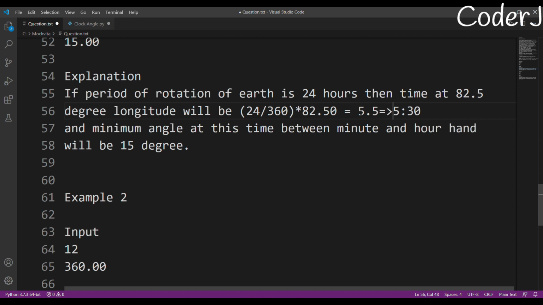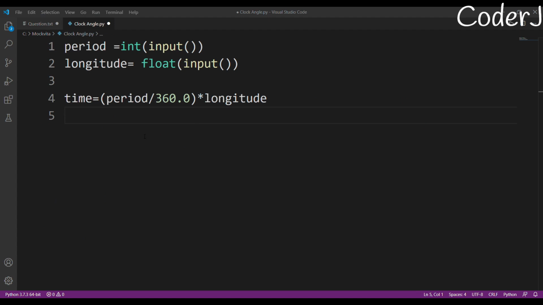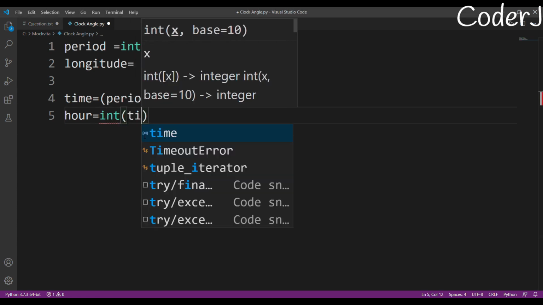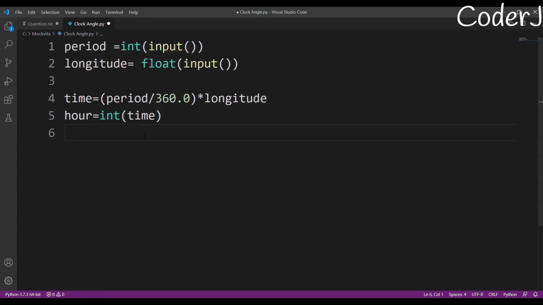Now I need to convert this value of 5.5 to 5:30, right? So what do I need to do? I need to basically just calculate my hour and minute. How do I calculate my hour? I'll just typecast this into int, and it will lose all of its float value, and I'll just get my hour. So if the time was 5.5, my hour will become 5. Great.